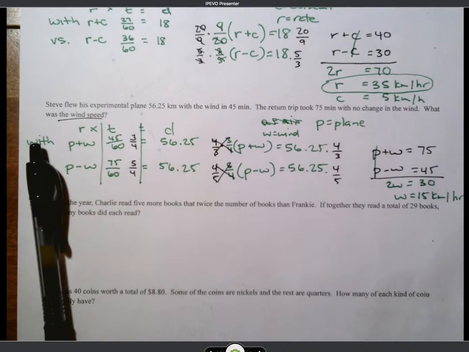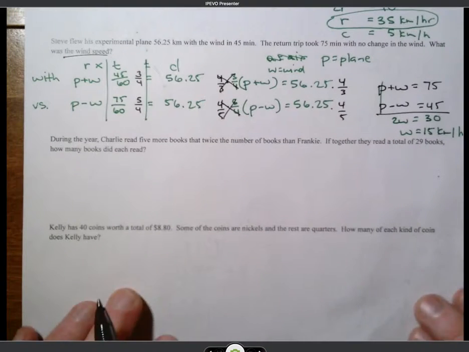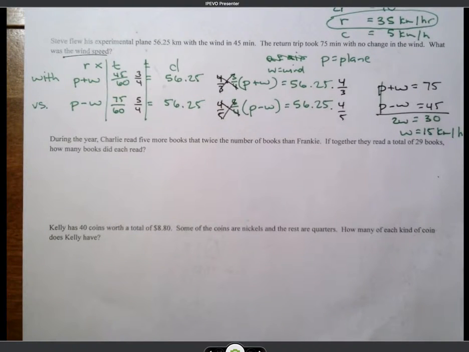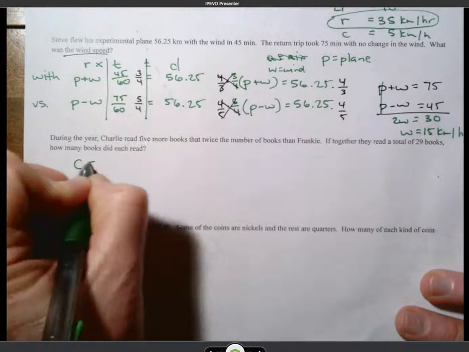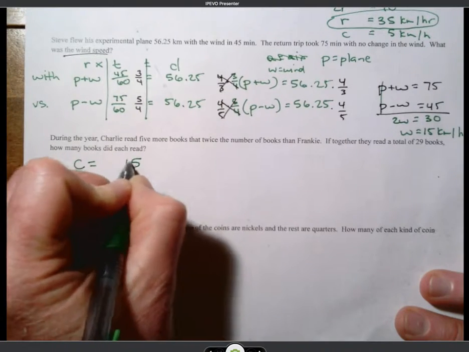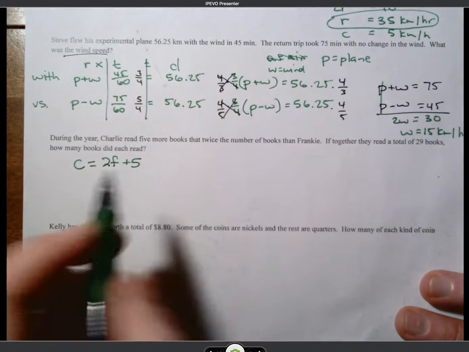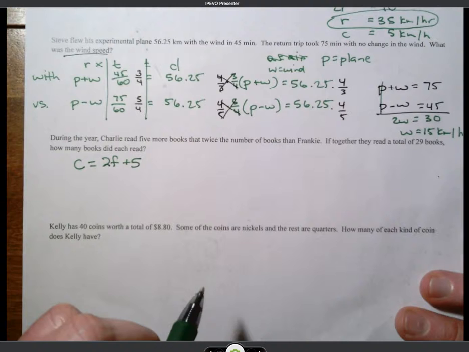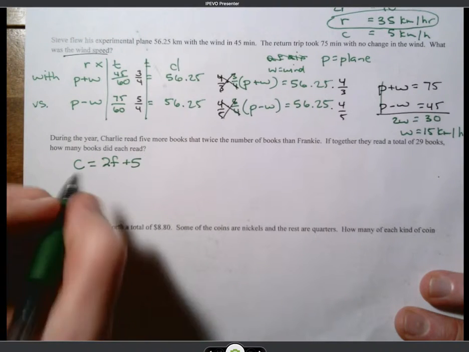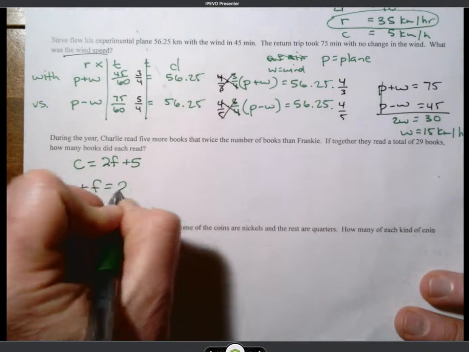Okay. Alrighty. 2 more. During the year, Charlie read 5 more books than twice the number of books than Frankie. Okay. If together they read a total of 29 books, how many books did each read? So Charlie read 5 more books than twice the number of books Frankie read. Together, they read a total of 29 books. So that means Charlie plus Frankie read 29 books.